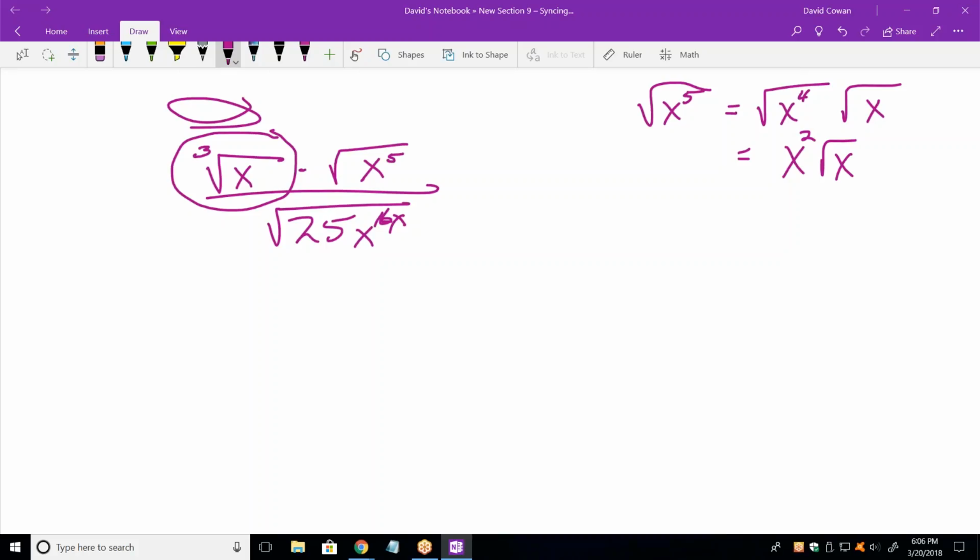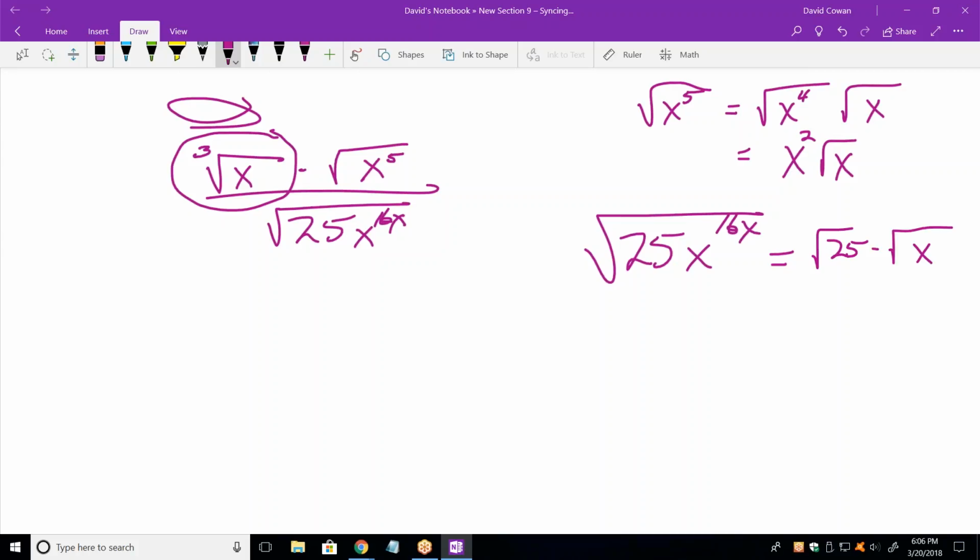Okay. Now let's go down and look at the denominator. We want to take the number first and then take the exponent second. So that's the square root of 25 times the square root of x to the 16th. So that's 5. Now, what is the square root of x to the 16th? What is that equal to? When you're taking the square root of a variable, you just divide the exponent by 2. In other words, the way we did that was we divided 4 by 2, 2 being the square root, and came up with x squared. So the square root of x to the 16th is x to the 8th. See how I got it?